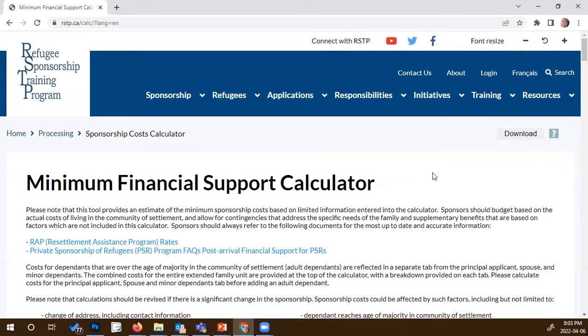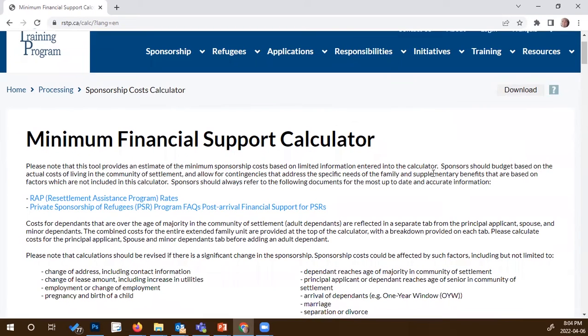So when you first open this, it's really important to read all of this information, but basically to summarize it for you, it's an explanation saying that sponsors should always refer to the documents for the most up-to-date information, so the RAP rates and the frequently asked questions PDF document that IRCC has provided, and that the amounts that are being calculated in this tool are an estimate.